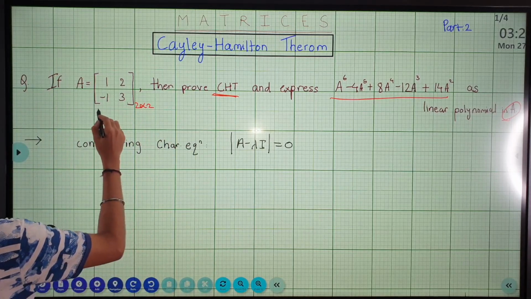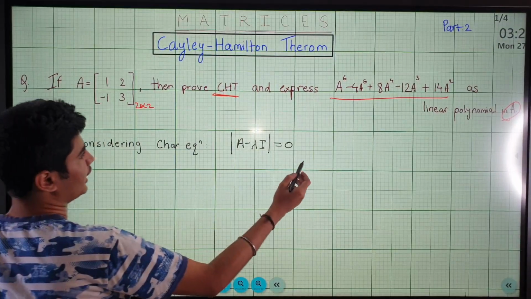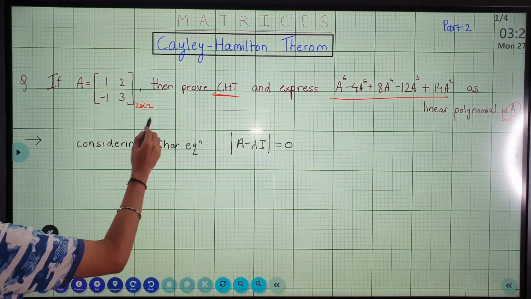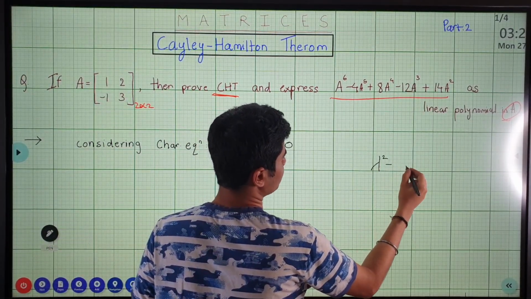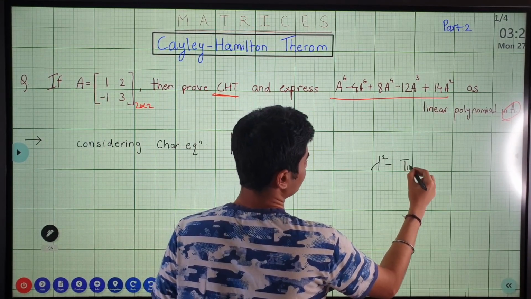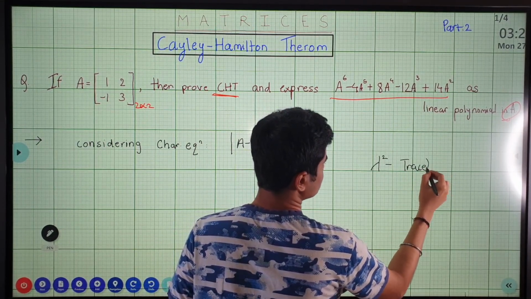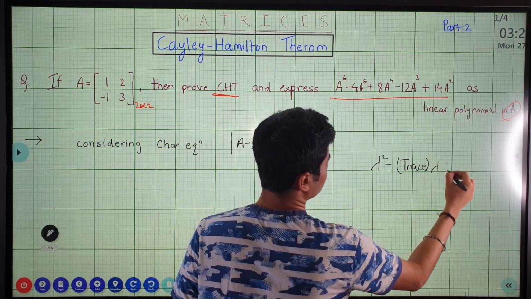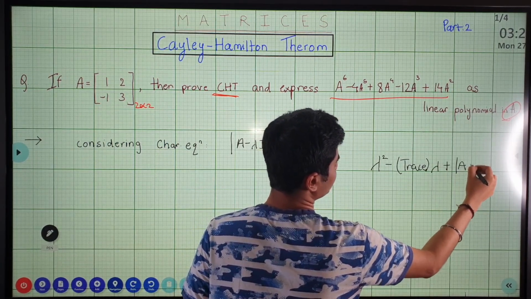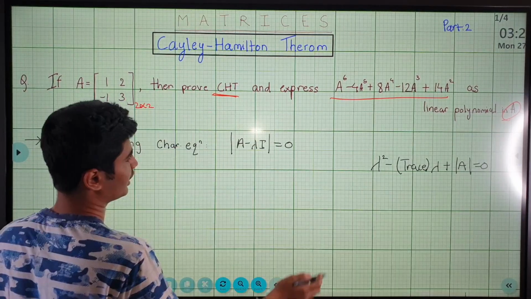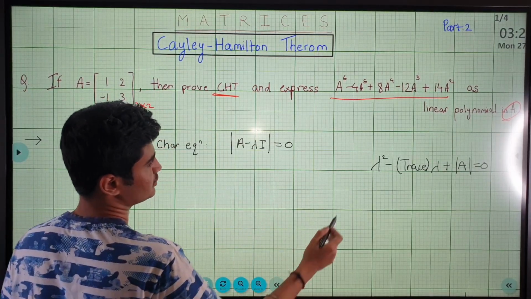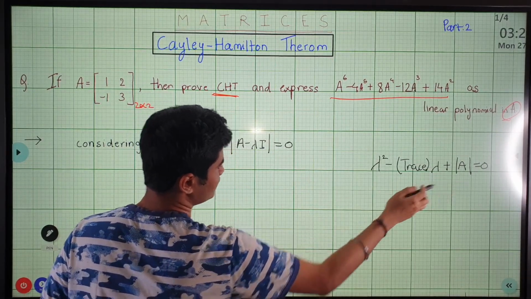So this is the A matrix, and for finding the characteristic equation for a 2 by 2 matrix, the shortcut is λ² - trace(A)λ + determinant of A = 0. So this is the shortcut to find the characteristic equation. So we are just going to substitute our values in this equation.